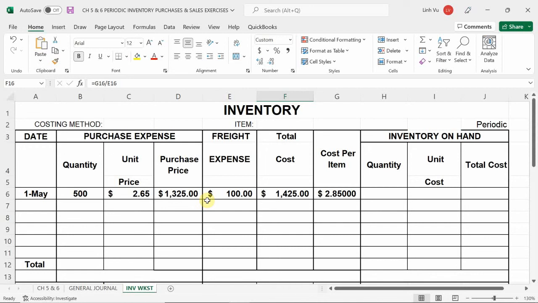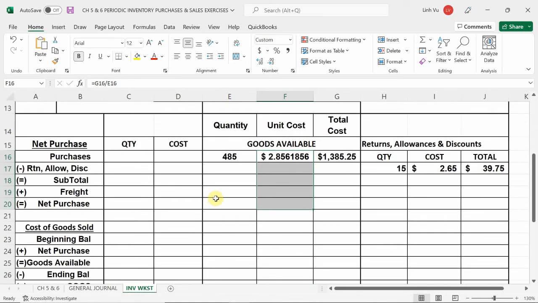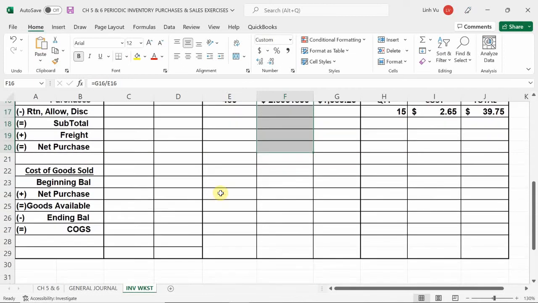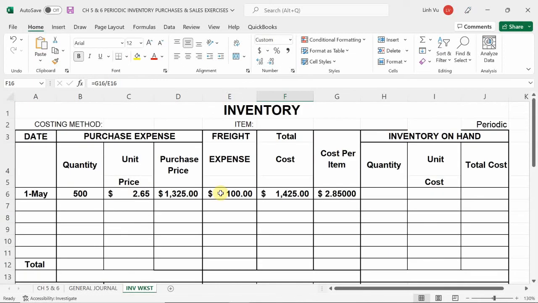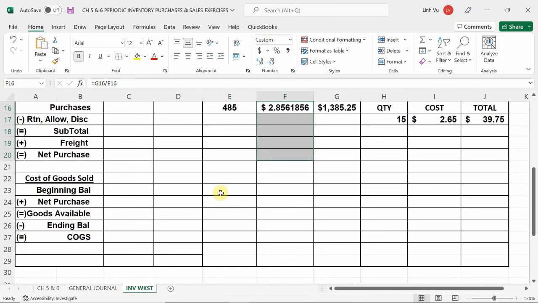Am I using periodic or perpetual inventory? Periodic. And what's the rule of periodic inventory? When do you update your inventory? At the end of the month. Good. So in this case, is there a spot where you can put your sales in here? Cost of goods sold. But when do we calculate that? At the end of the period. Are we at the end of the period? No. So what do you do with the sales?